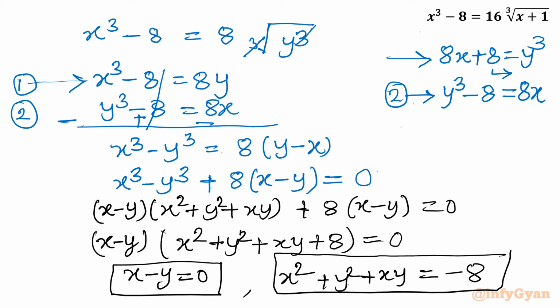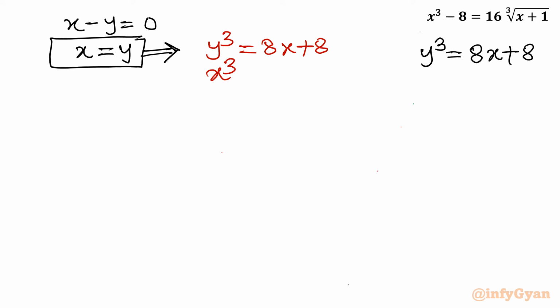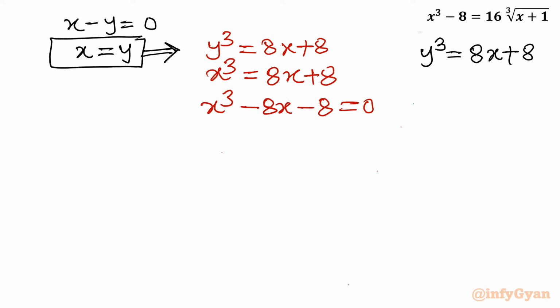So let us solve x minus y equal to 0 first. If x minus y is equal to 0, that means the conclusion is x is equal to y. Now if you see your substitution, it was y cube equal to 8x plus 8. Let us put x is equal to y there. So this equation y cube equal to 8x plus 8 will become x cube equal to 8x plus 8, or x cube minus 8x minus 8 equal to 0. So for the solution, we have to solve this cubic equation.